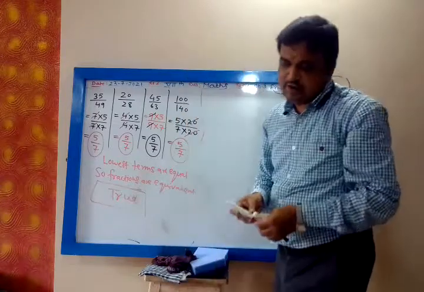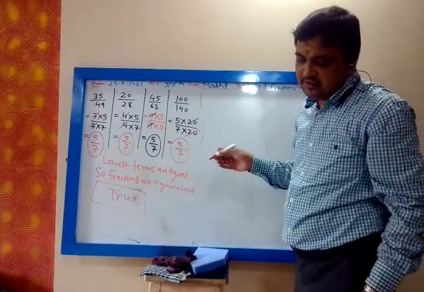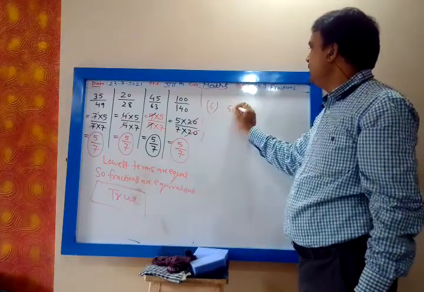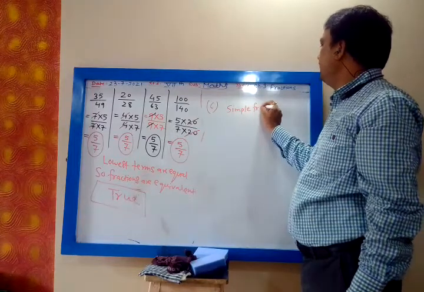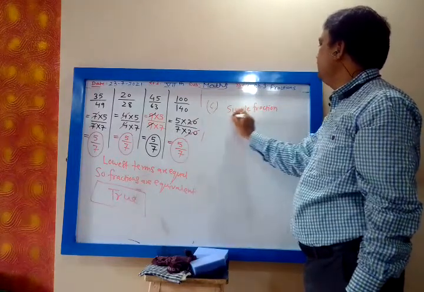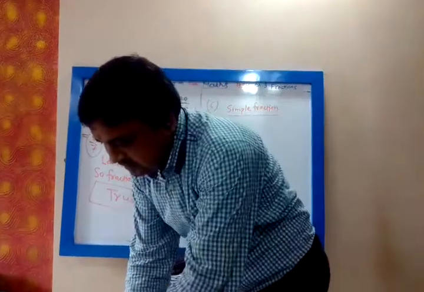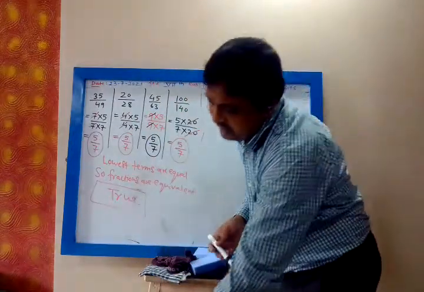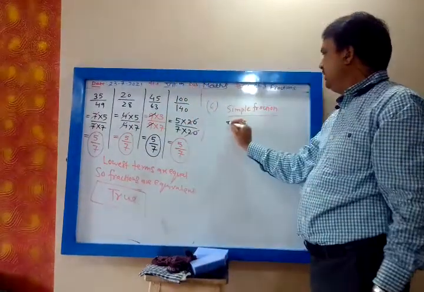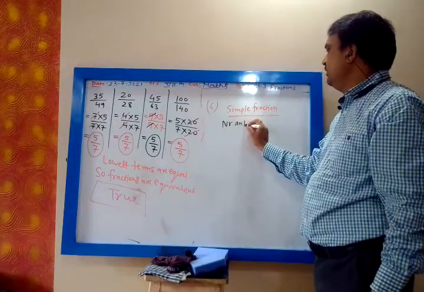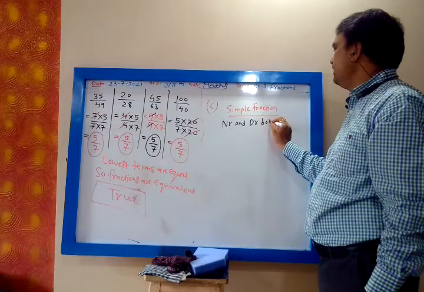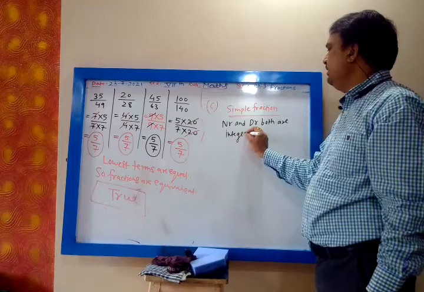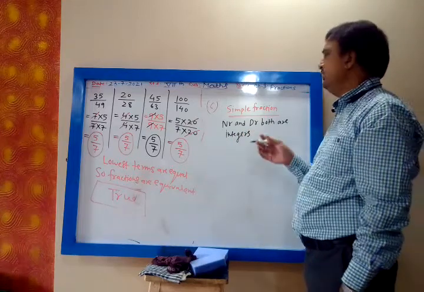Then sixth one, distinguish each of the fractions given below as simple fraction and complex fraction. Let me give you the definition of simple fraction. A simple fraction is one whose numerator and denominator both are integers. What do you mean by integers? They can be 1, 2, 3, 4, 5, 6, 7, and so on.